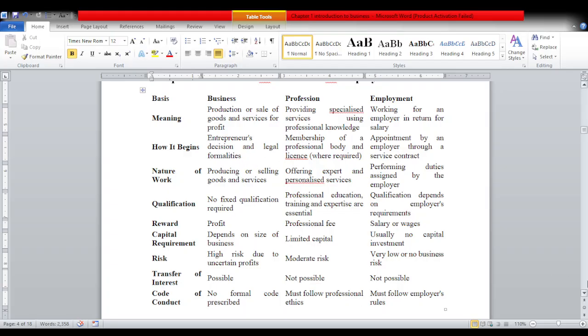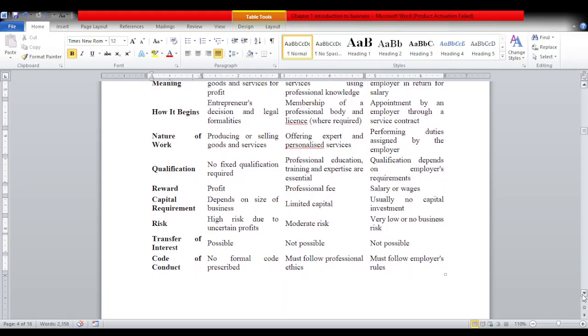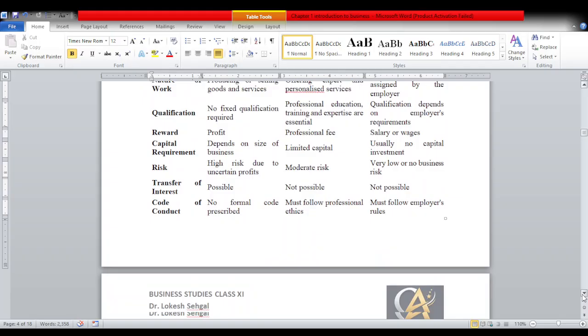Next, we are focusing on the transfer of interest. Transfer of interest is possible, not possible, and not possible, right? If you have a business, you are producing goods and services, so you are solely responsible for producing the goods. You cannot provide the ownership of your business to someone else. You are only providing goods and services to them.